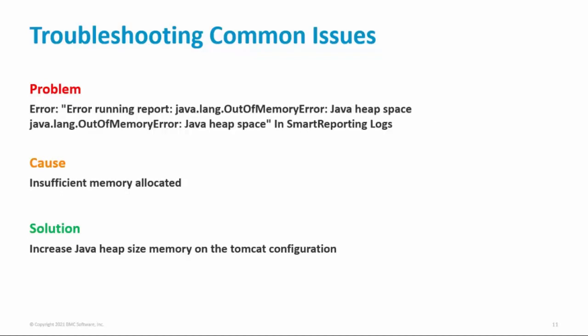Also, we can run into this kind of error. Error running report, out of memory error, Java heap space. You can find this error in the Smart Reporting logs, and the cause of it is that we have insufficient memory allocated. The solution is to increase the Java heap size memory in the Tomcat configuration.